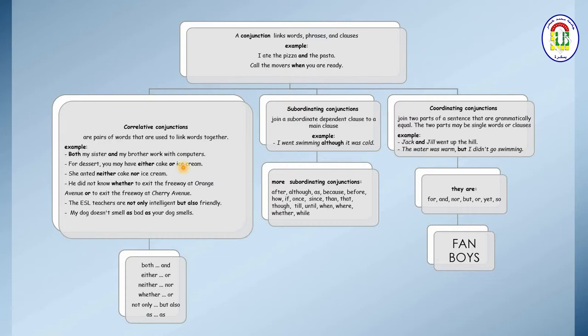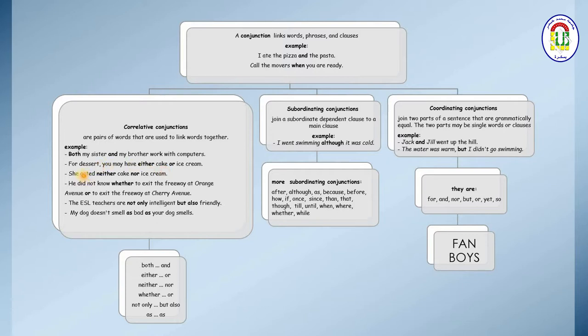Normally, two classes of words. Here I have normally a compound noun. Ice cream is a compound noun, so it is considered as one word. And cake. So we combine them. Either, okay, you take this one or this one. So you choose between them.